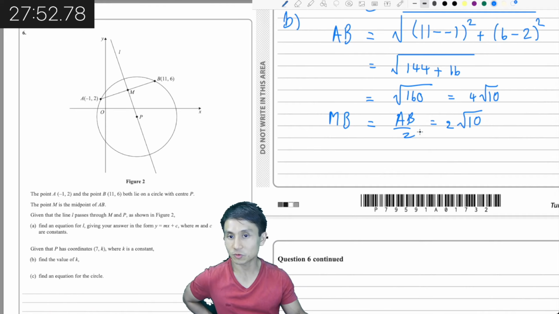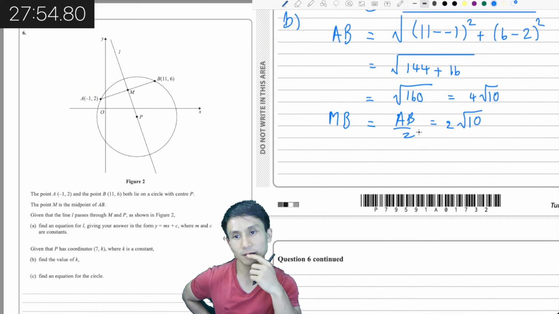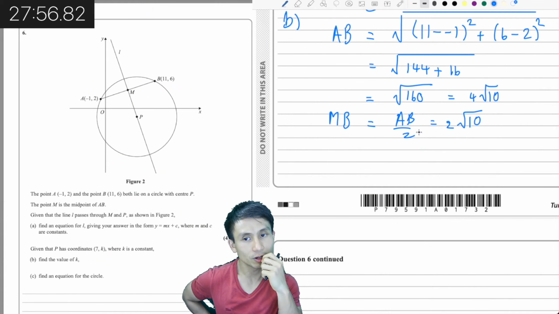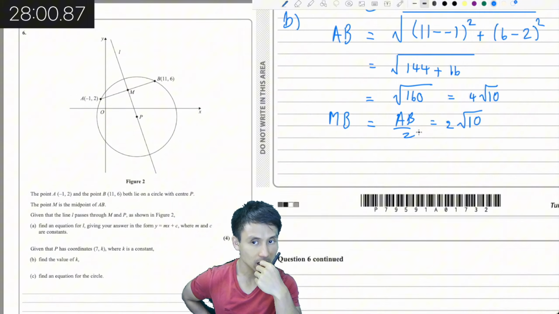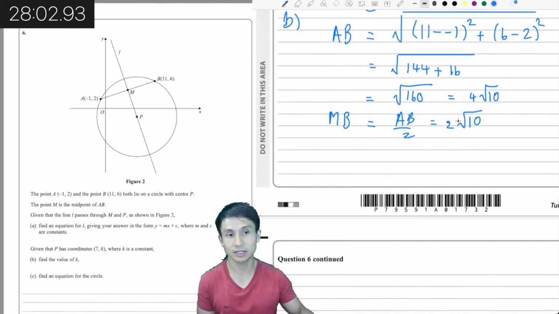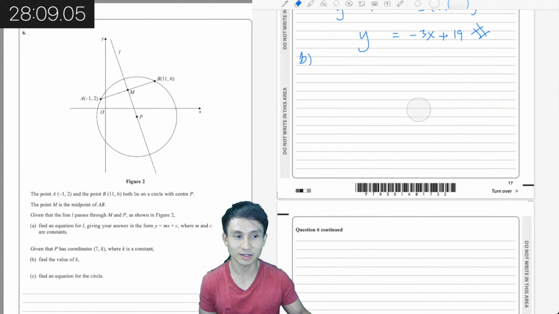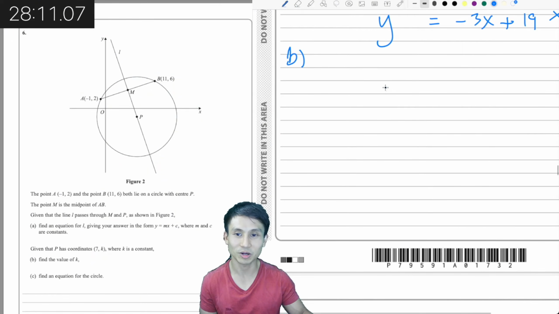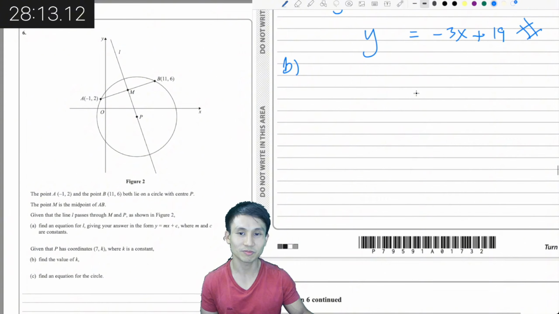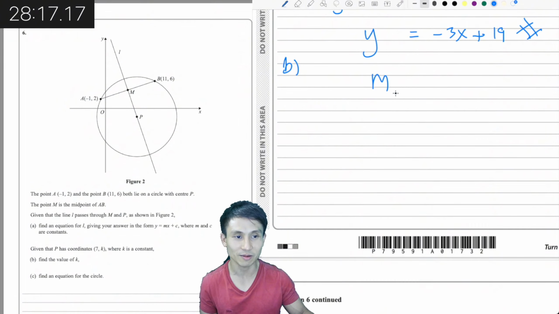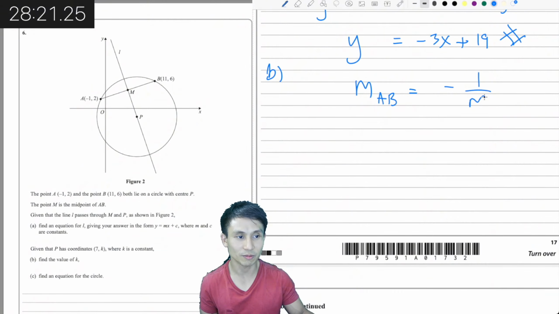Given that P has coordinates 7. Wait, what? Oh, I see. No, this is much easier than this. We can use the fact that the gradient of the bisector line must be -1 over the gradient of the, so it's the same thing. So MAB equals -1 over M of the L.